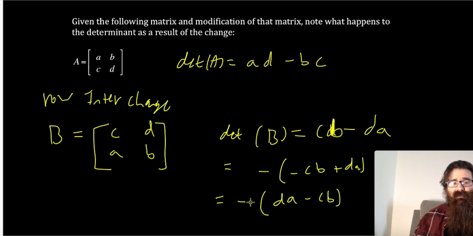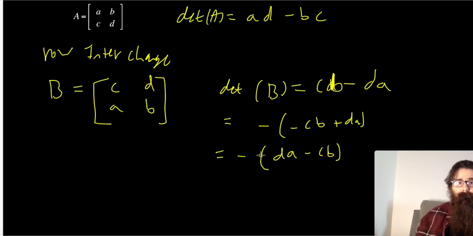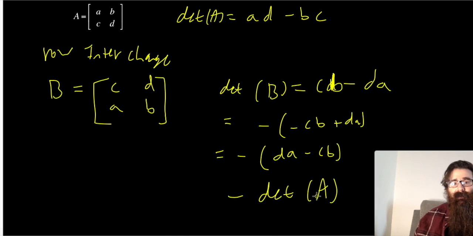So if I notice, this is just minus the determinant of A. So we get minus the determinant of A. So when I do a row interchange, I really get the same determinant in magnitude, but the sign is different. The sign is off. Kind of cool.